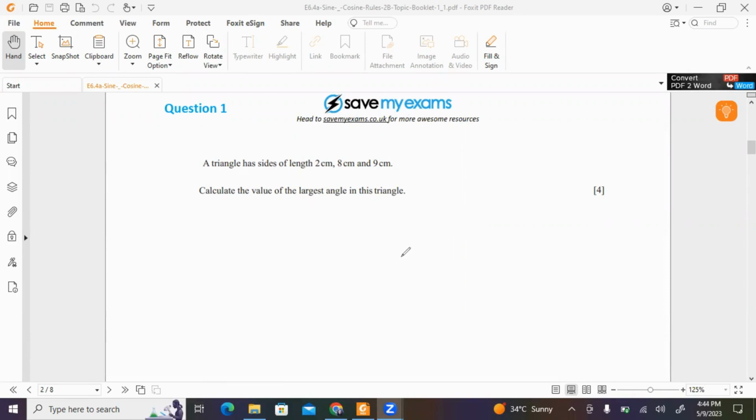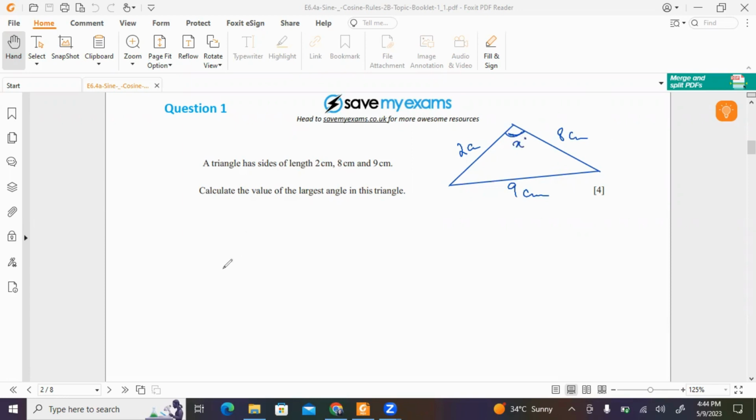Today we're going to do some advanced level questions for sine and cosine rule. If you look at the first question, it says a triangle has sides of length 2 centimeters, 8 centimeters, and 9 centimeters. Calculate the value of the largest angle in this triangle. So if we draw a triangle over here, and let's call this 2 centimeters, 8 centimeters, 9. Now, when it says find the largest angle, the largest angle corresponds to the largest side, which means this will be the angle that we need to find.